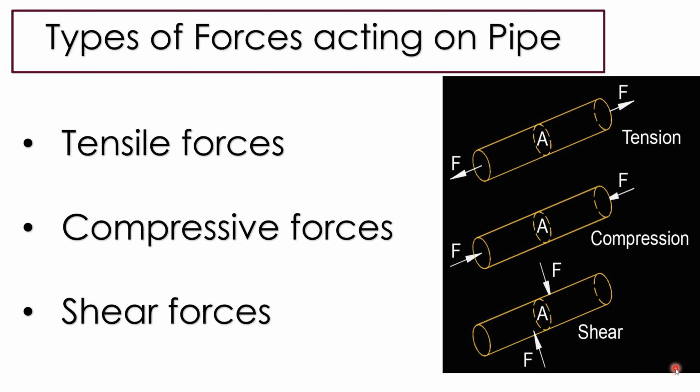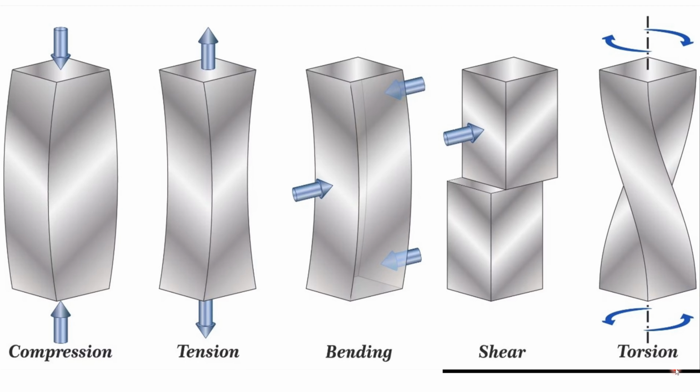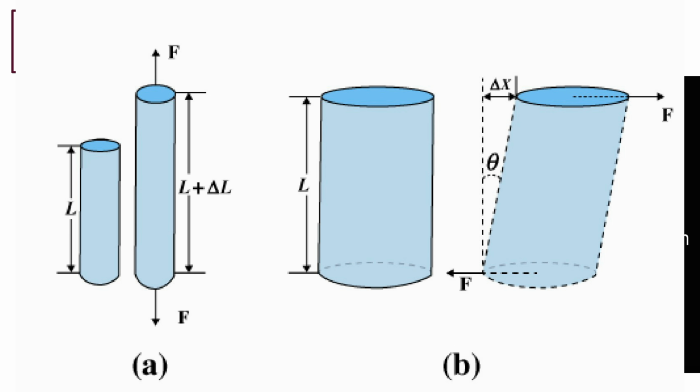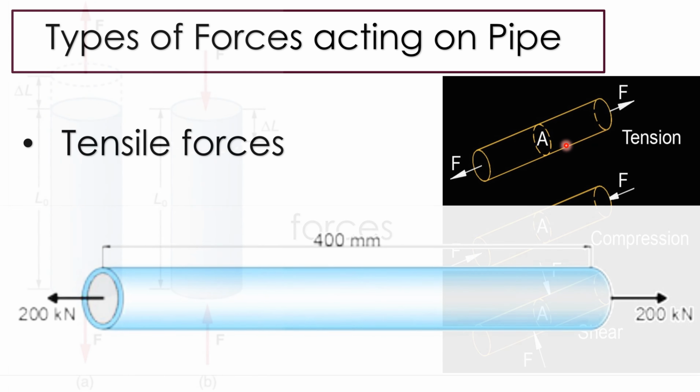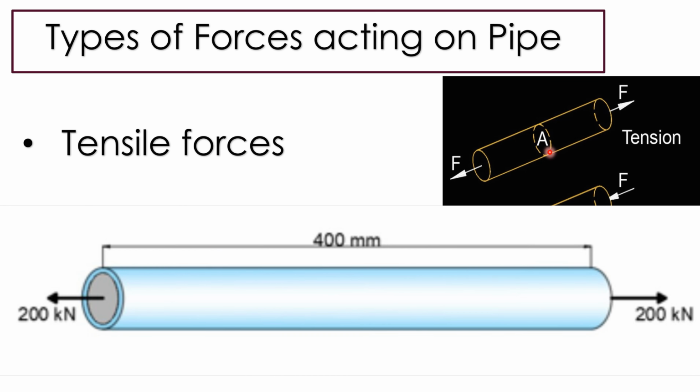Let's start with different types of forces, either internal or external, acting on pipe during its entire design life. So the first one is the tensile forces. When two forces act uniaxial in opposite direction along the longitudinal axis of the pipe and try to elongate or increase the length of the pipe, these forces are called tensile forces. As you can see in this picture, tensile forces try to create the tension inside the pipe.